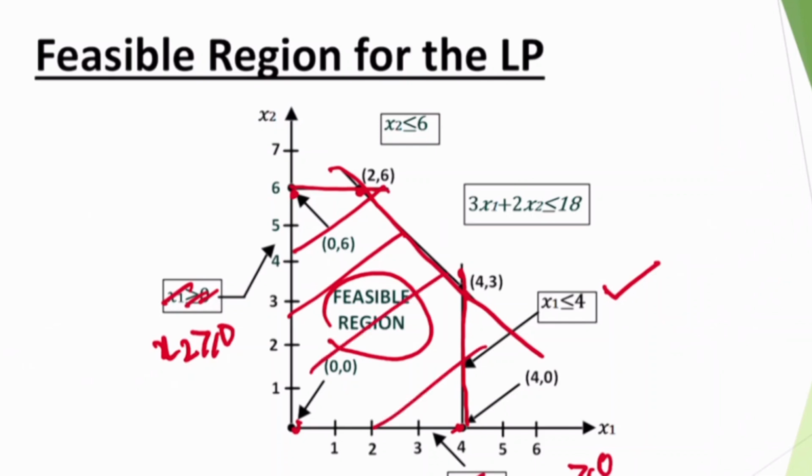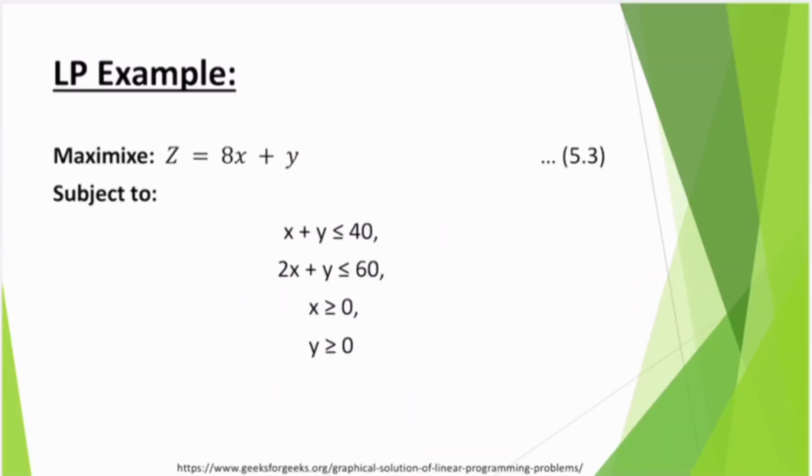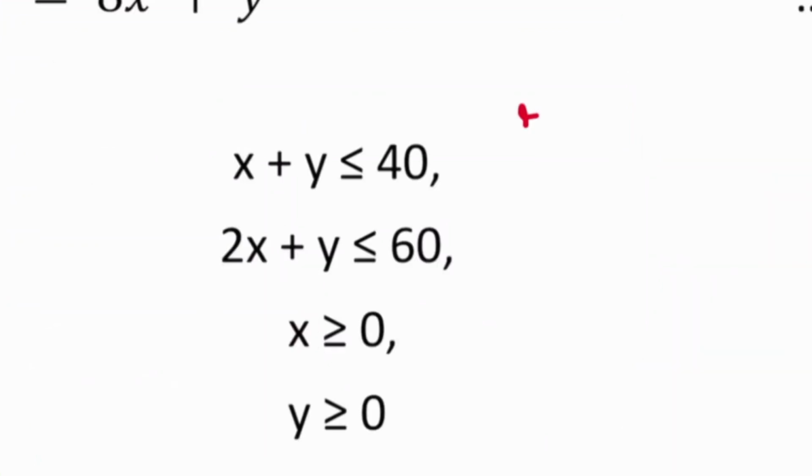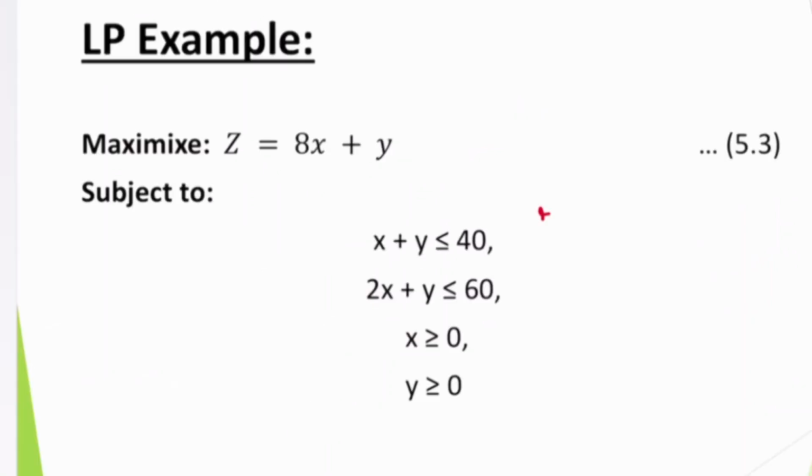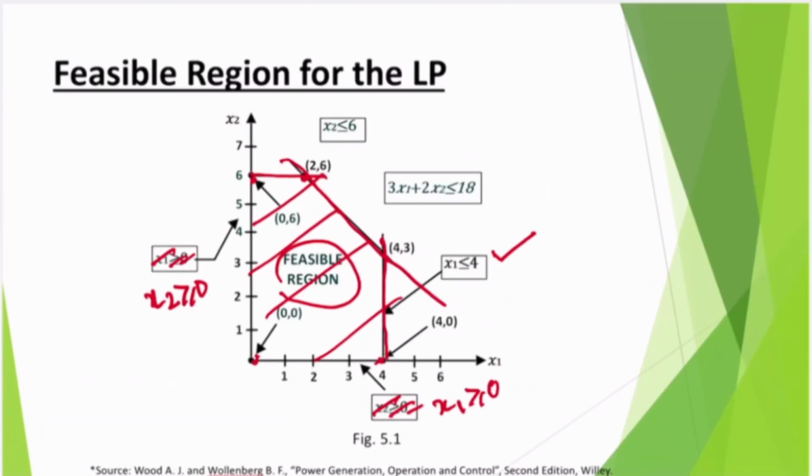Now we can also solve a few more examples, like maximize another function, which is z equal to x plus y. X is a variable, y is a variable, similar to x1 and x2, and you can have multiple constraints. When you have multiple constraints like x plus y less than or equal to 40, 2x plus y less than or equal to 60, with x positive and y positive, you have to draw different lines similar to the previous diagram, so you can get the feasible region within which the optimization is carried out.